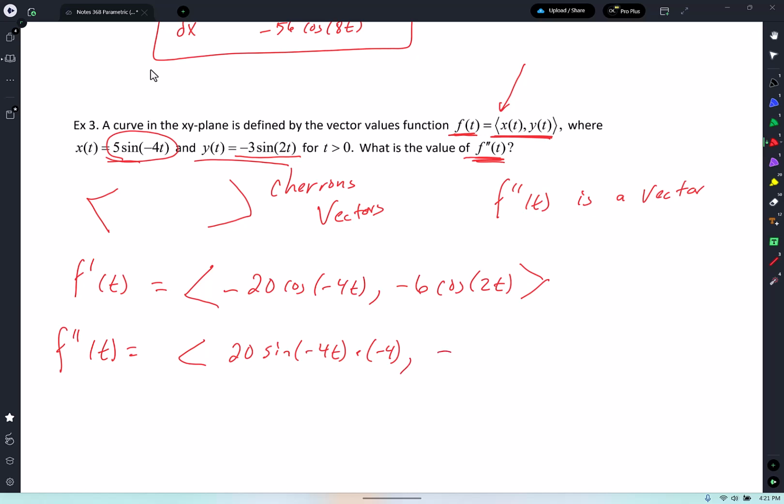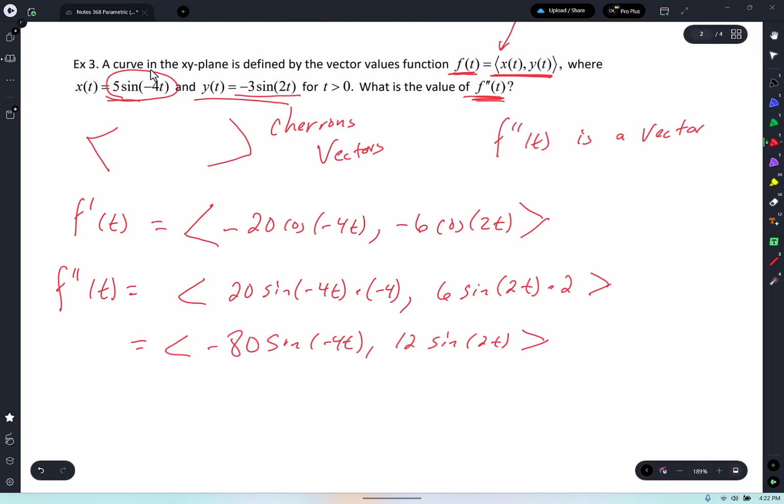Comma, the derivative of 6 cosine t is going to be a positive 6 sine 2t times 2, because I multiplied by 2. So, chevron, negative 80 sine negative 4t, comma, 12 sine 2t. And there it is. That's it. It didn't ask us to evaluate it at a specific value. Does that make sense? Okay, let's keep going.